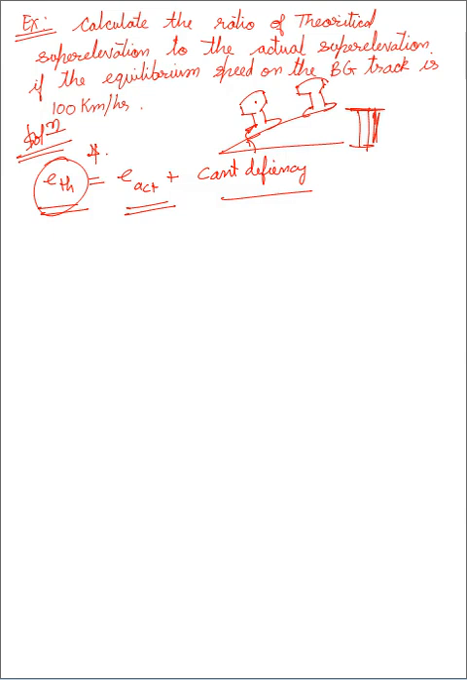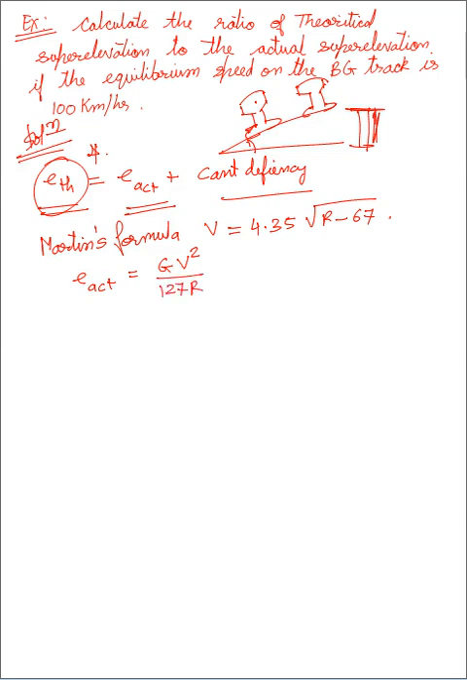Now you should remember one more formula, that is known as Martin's formula. I am just writing it down. After that we will solve this example. Okay, so V is equal to 4.35 under root R minus 67. This is known as Martin's formula. And another formula for actual super elevation, E actual, is G V square upon 127 R. This is very famous and very important. Both the formulas are important from the exam point of view.